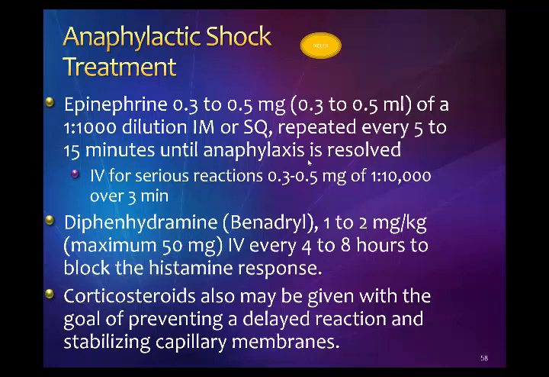Speaking of that, what kind of drugs do you think that we're going to give? Epinephrine, probably the number one drug of choice in most instances, given IV in real severe cases. I'm not so concerned that you know the doses of that, so that's not real important. Benadryl, another drug of choice that can be given IV as well, and corticosteroids can be used in this scenario as well.